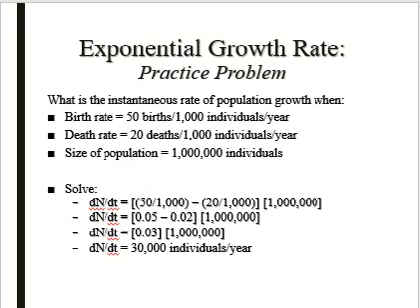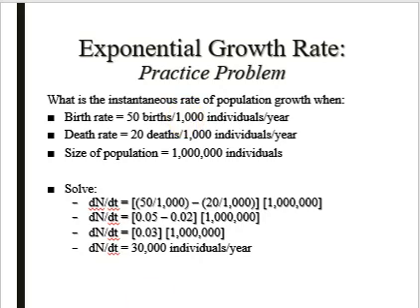All right, so this is just a little practice problem to go through, basically putting that instantaneous growth rate function into play, right? So what is the instantaneous rate of population growth when, say, birth rate is equivalent to 50 births per 1,000 individuals per year, right? And the death rate for that same population is 20 deaths per 1,000 individuals per year. And the starting population size is 1 million individuals, right?